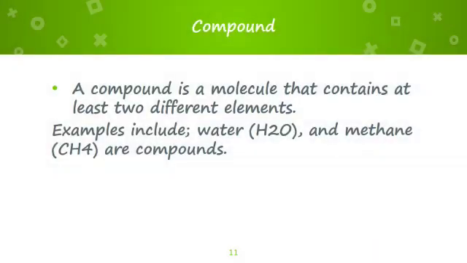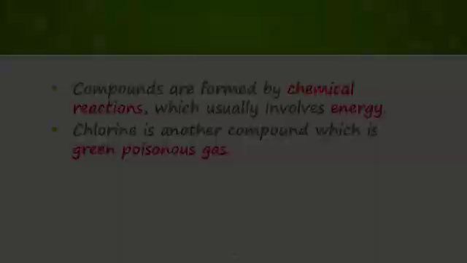Here comes the compound. So do you know what a compound is? A compound is basically a chemical compound, that is a substance composed of many identical molecules composed of atoms. It includes water and methane. In water there are two hydrogen atoms and one oxygen atom, whereas in methane there are four hydrogen and one carbon. So these are some examples of compounds because they contain two different elements.